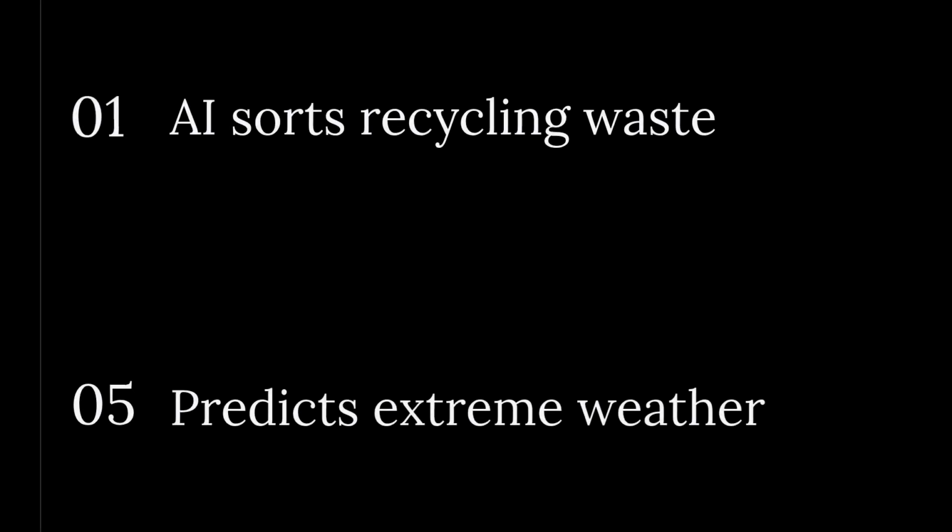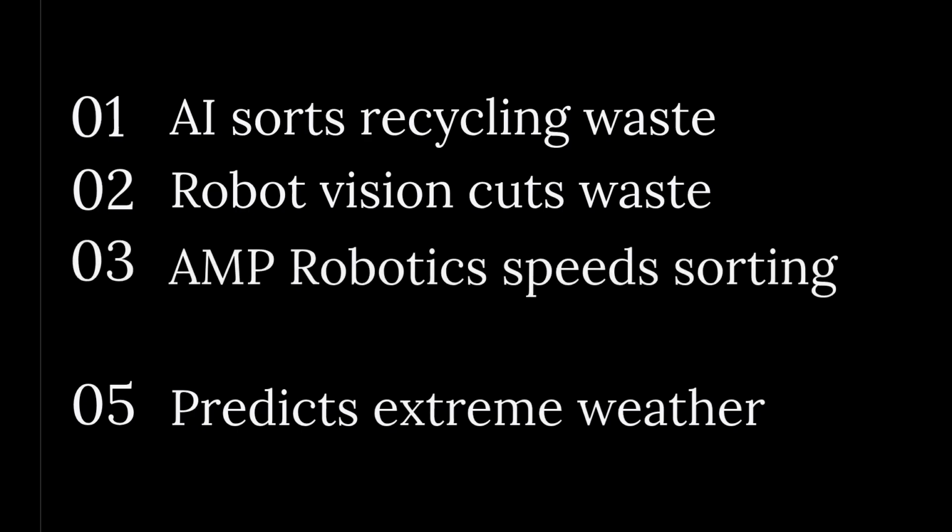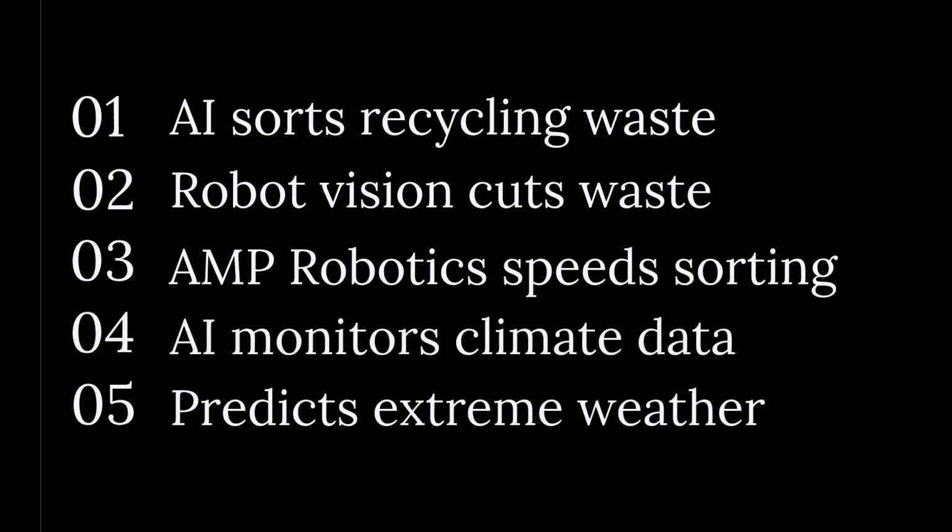Sustainable AI also appears in waste management and climate action. Robotics and computer vision can sort recyclable materials and reduce landfill waste, with AMP Robotics named as an example of automated sorting in recycling facilities. For climate action, AI can monitor conditions in real time, predict extreme weather events, and support disaster preparedness.